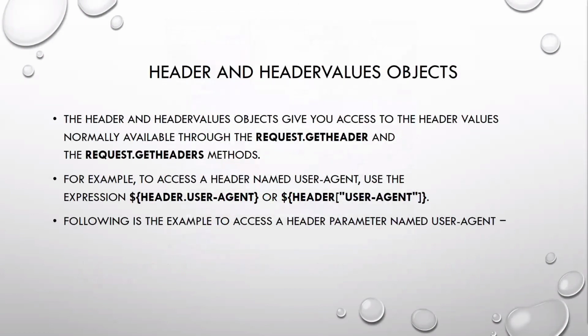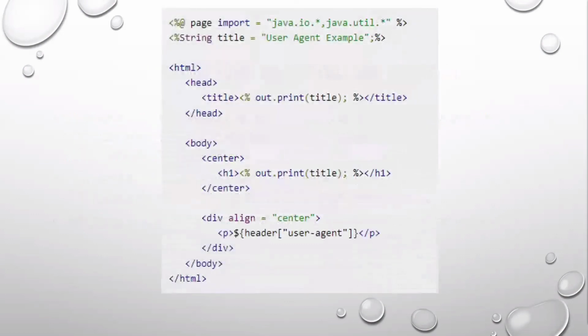Header and headerValues objects. The header and headerValues objects give you access to the header values normally available through the request.getHeader and request.getHeaders methods. For example, to access a header named user-agent, use the expression header.userAgent or header["user-agent"] within square brackets. Following is the example to access a header parameter named user-agent. So here is the example code.